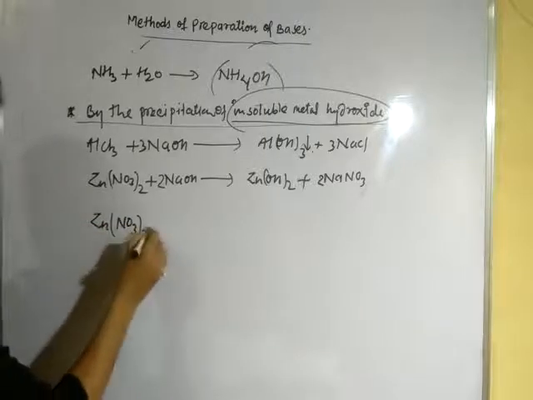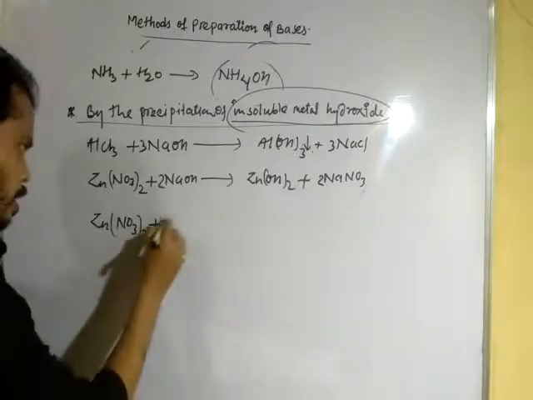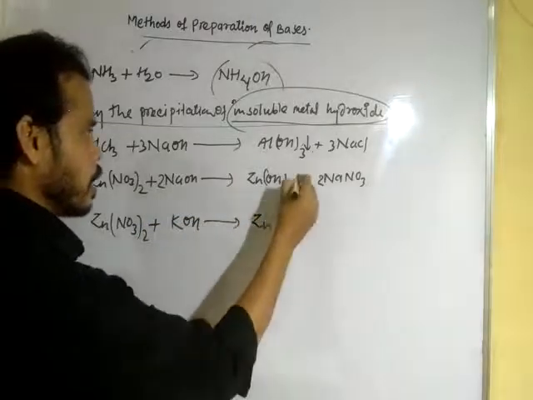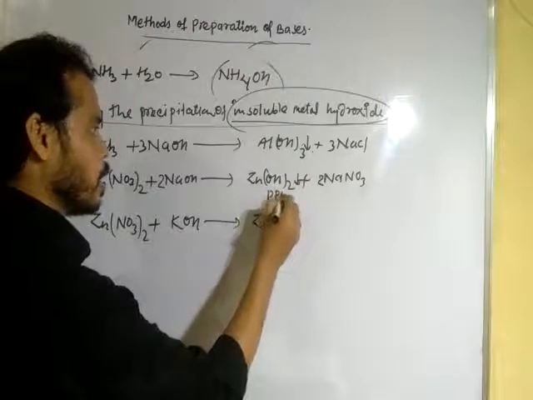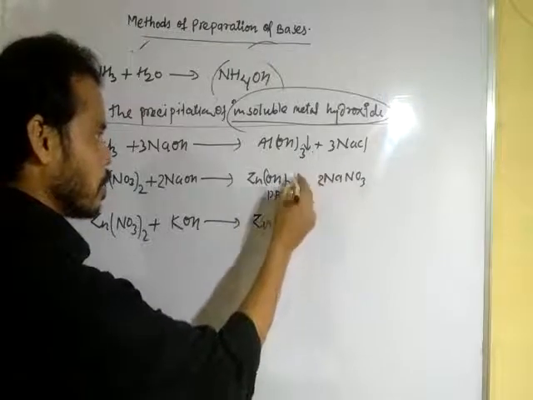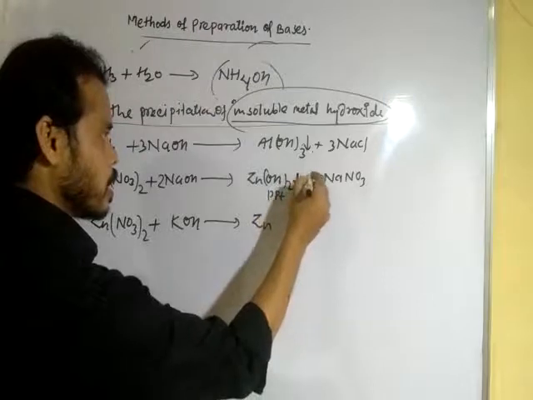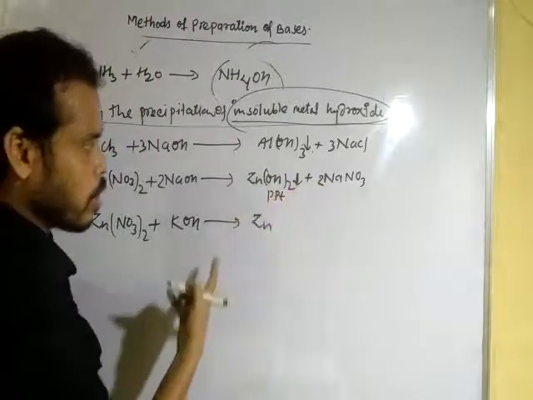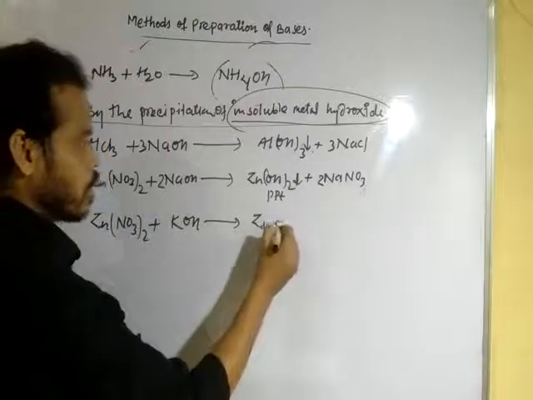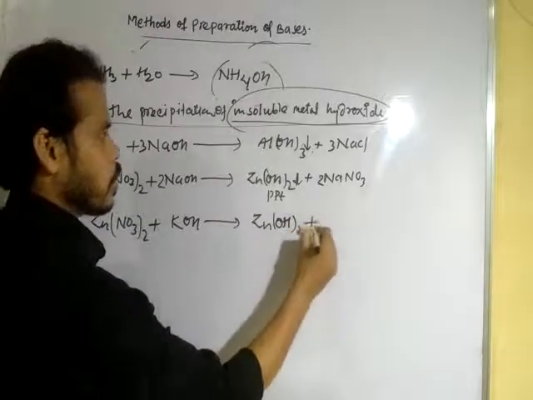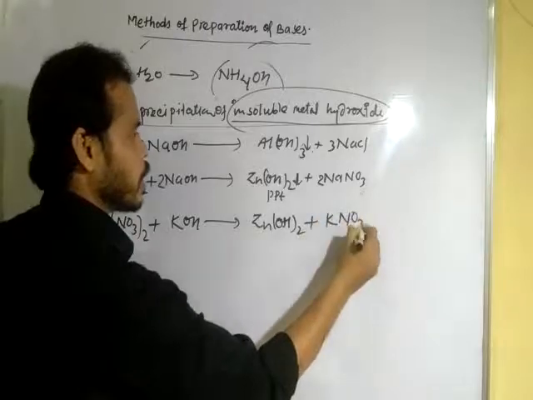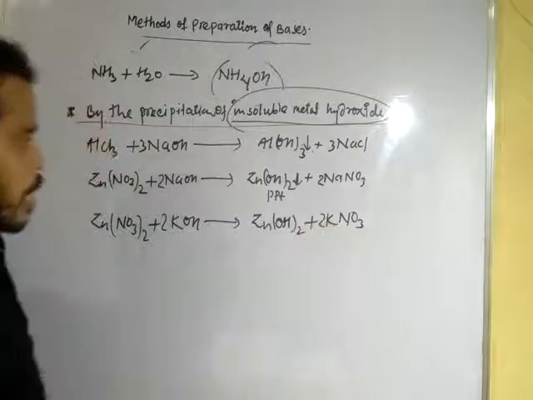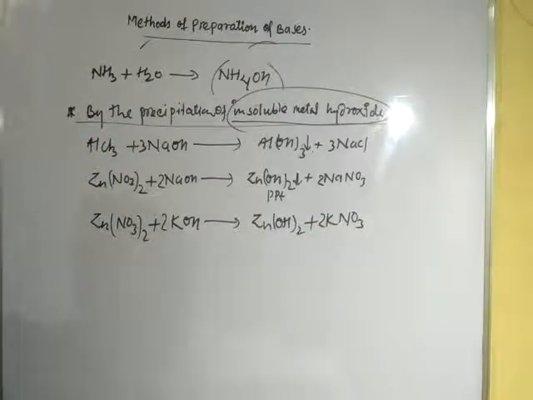Zn(NO3)2, zinc nitrate, is treated with potassium hydroxide, once again zinc hydroxide is formed. It is a precipitate, PPT, so the arrow should be in downward direction. Okay, the point of the arrow should be in downward direction. Once again, zinc hydroxide is formed along with potassium nitrate. Clear, dear student? To balance this reaction, multiply with 2. Okay, I hope this reaction is a balanced reaction.